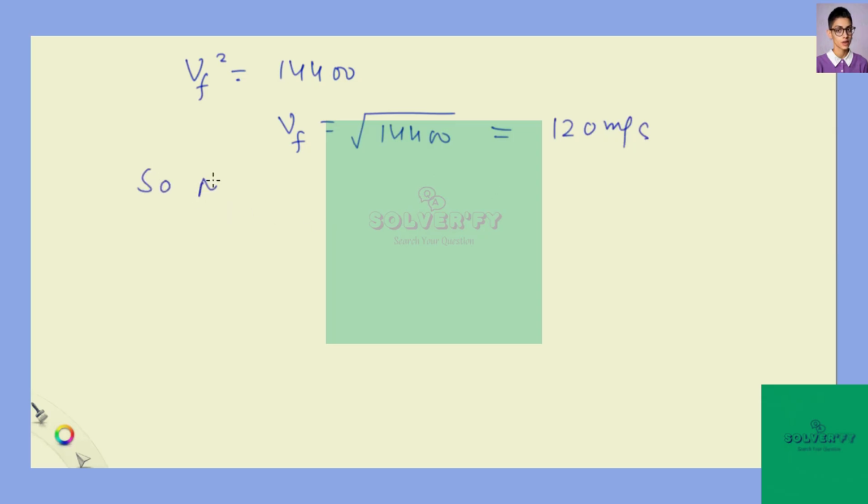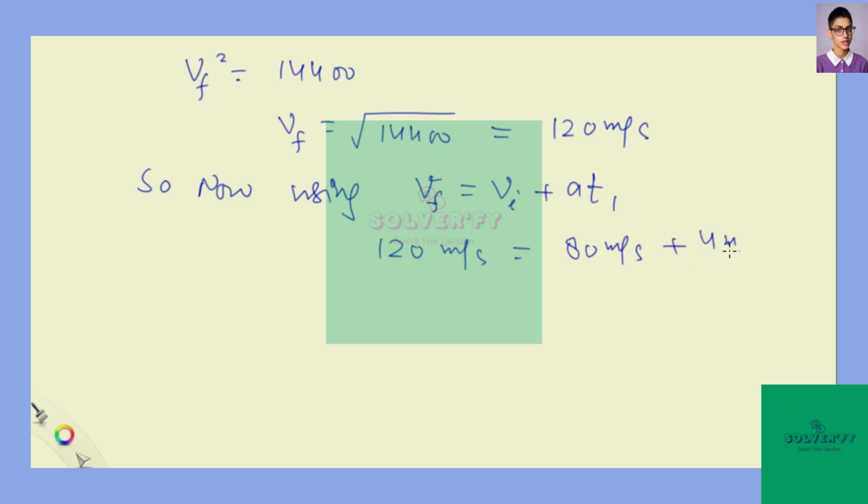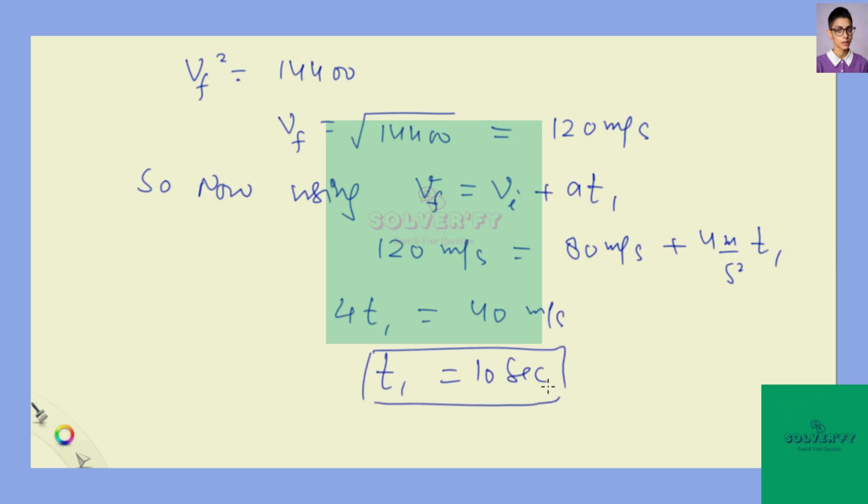So now, using the first equation of motion, which says Vf is equal to Vi plus a into t1. Let this time in the accelerated motion be t1. For Vf, this is 120 meter per second. For Vi, this is 80 meter per second. For acceleration, this is 4 meter per second square. T1 we have to find. So 4 into T1 comes out to be 120 minus 80, which remains 40 meter per second. So T1 here comes out to be just 10 seconds, the time taken during the accelerated motion.